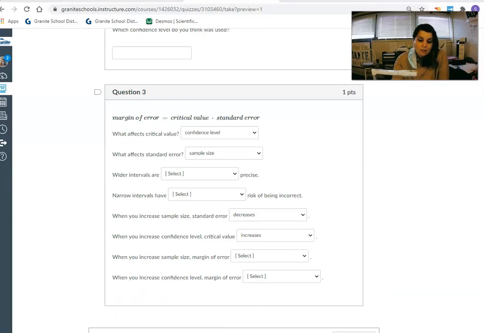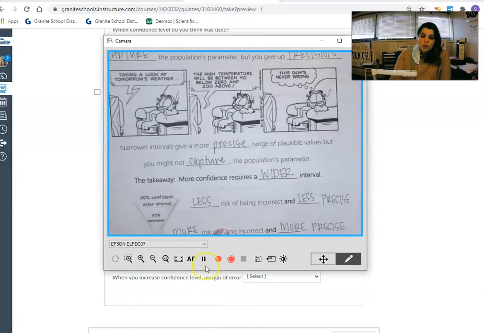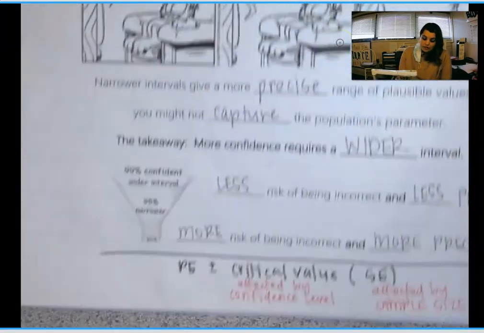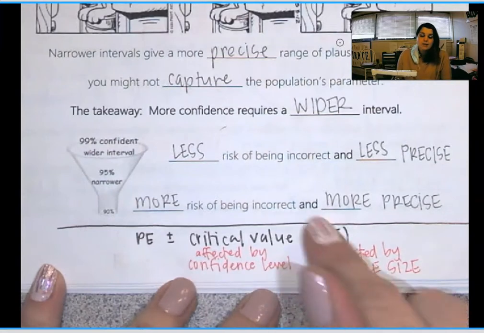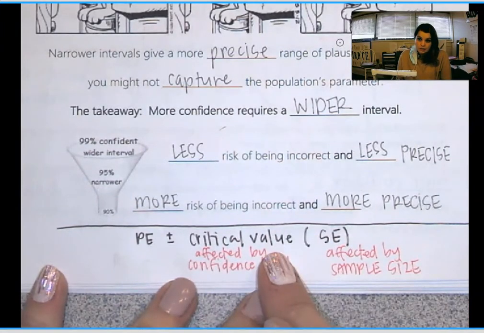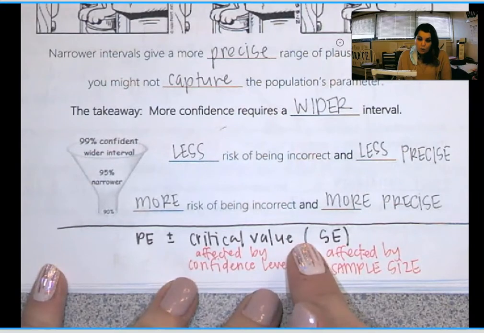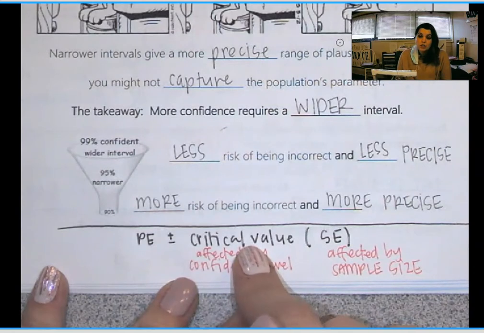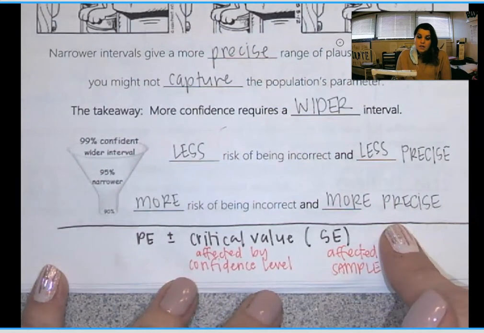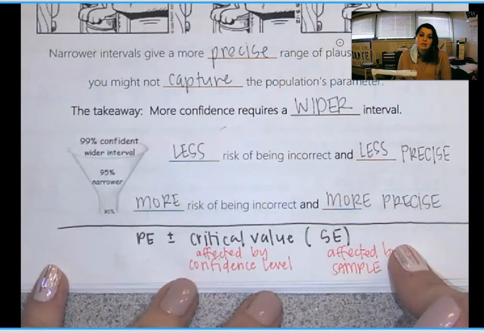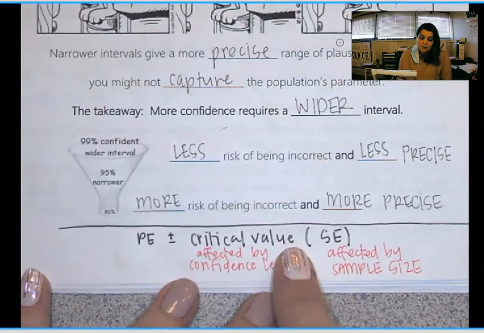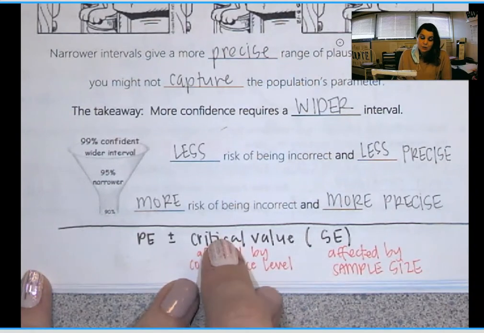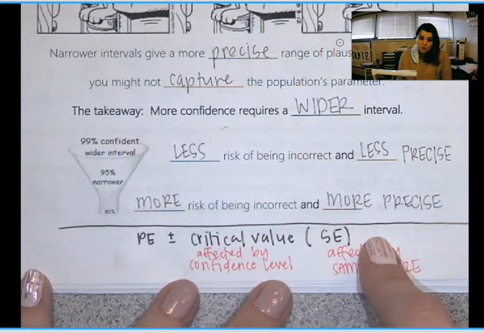So let me be more specific about that. If your critical value increases, then your margin of error increases. Because these two are being multiplied, if you increase critical value, that means margin of error also increases. If you decrease standard error, that means that margin of error also decreases. And the reason why is because these are being multiplied. So what affects this one will end up affecting this one.